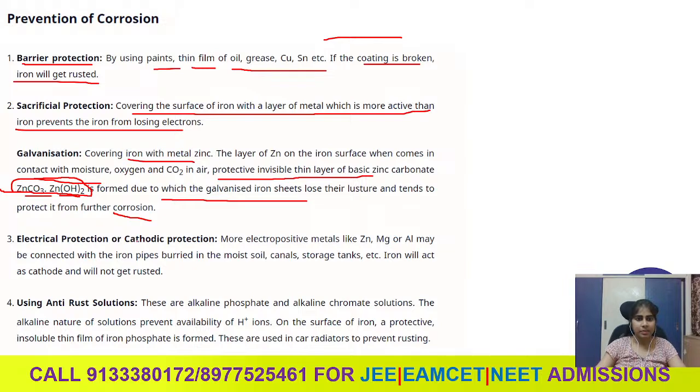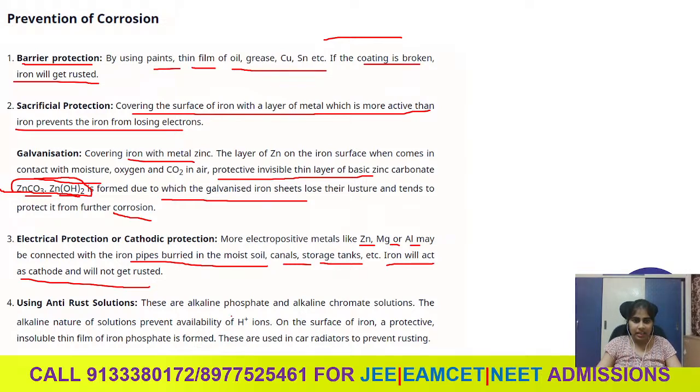And next, electrical protection or cathodic protection. That is, some more electropositive metals like zinc, magnesium or aluminum may be connected with the iron pipes buried in the moist soil, underground soil or canals or storage tanks, which will protect iron from corrosion. Here iron will act as cathode and it will not get rusted. That is electrical protection.